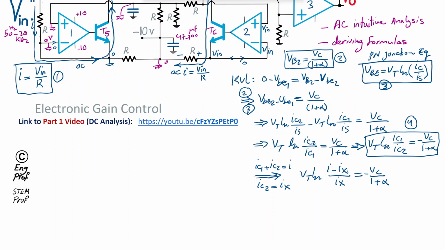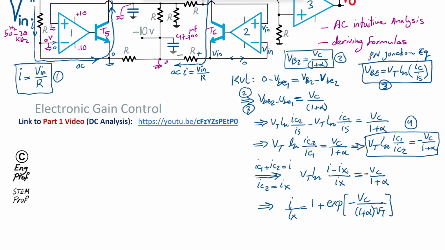And as a final step, what I can do here is take an exp of both sides, and I get this outcome. I over Ix is equal to 1 plus exp of minus Vc over (1 plus alpha) times Vt.